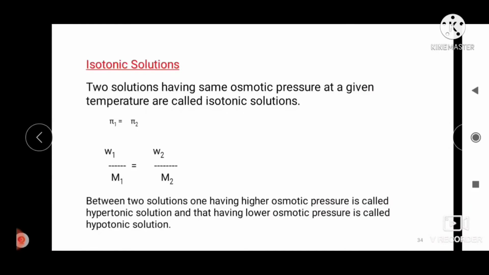Isotonic solutions or isoosmotic solutions. According to the Van't Hoff equation of dilute solution, pi equals CRT. This means that two dilute solutions with the same molar concentration at a given temperature also have the same osmotic pressure. Such solutions are known as isotonic or isoosmotic solutions. Iso means same and tonic means concentration of the solution.